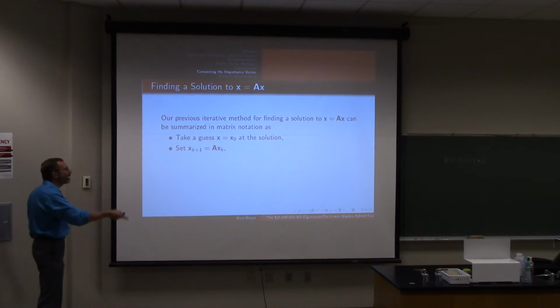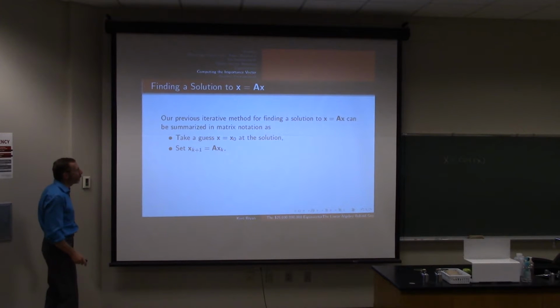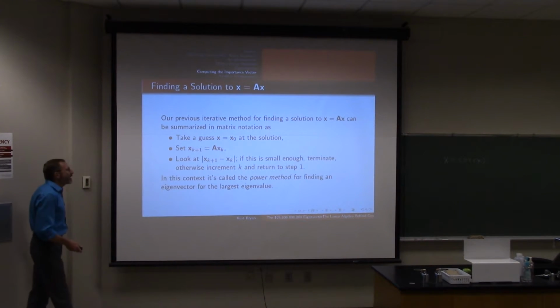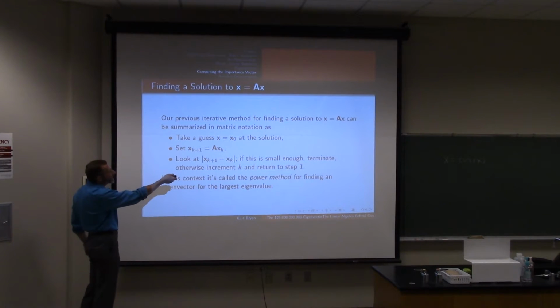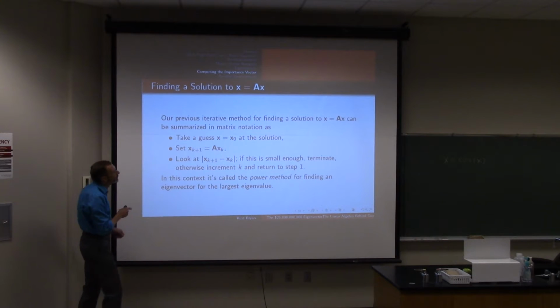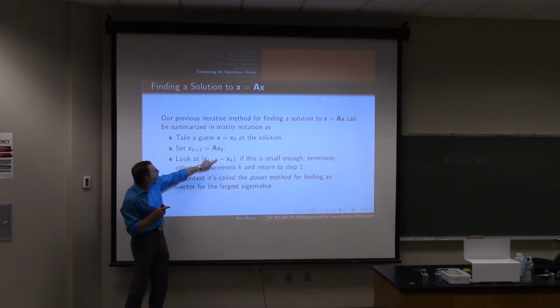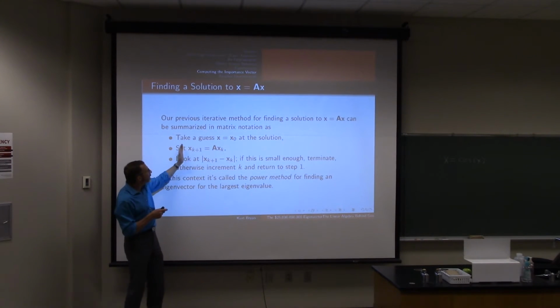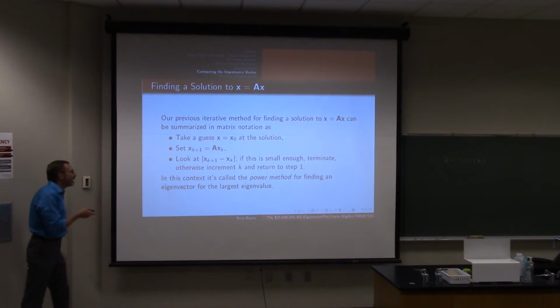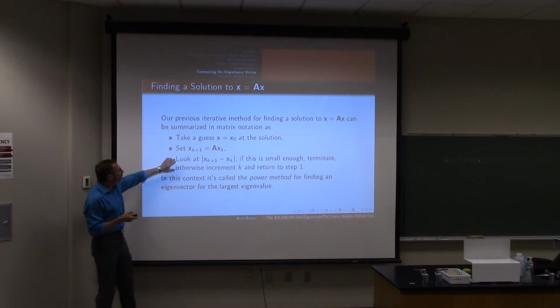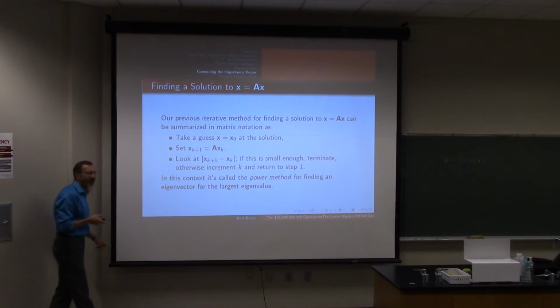Just multiply by the matrix A over and over and over again. It will converge. In this case, it will converge to a solution to x equals Ax, with one little twist. And this algorithm, when do you stop? Well, you stop when your iterates stop changing. So in this context, this is called the power method for finding an eigenvector for a matrix.